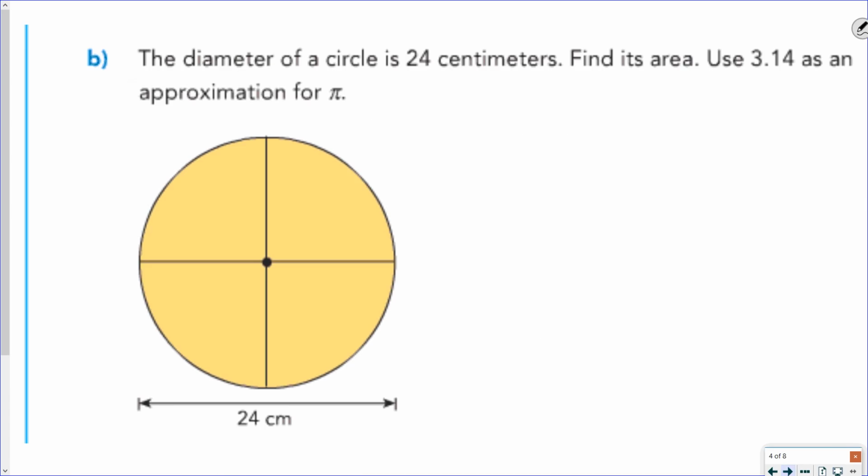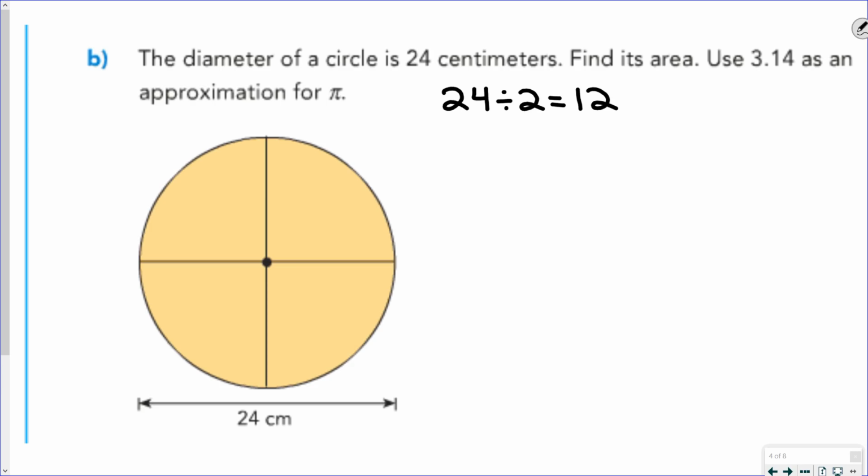For our second example here, we're given a diameter of 24 centimeters. We want to find the area. Use 3.14 as an approximation for pi. So we're given a diameter. Since we're given a diameter, we first need to find a radius. And we find that by taking our diameter and dividing it by 2. So we have a radius of 12.